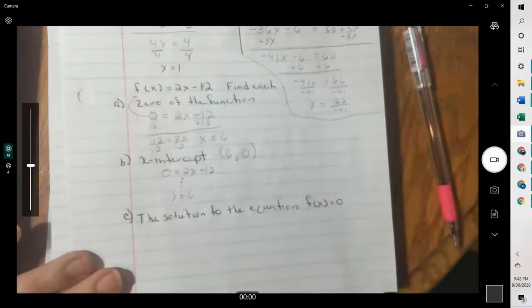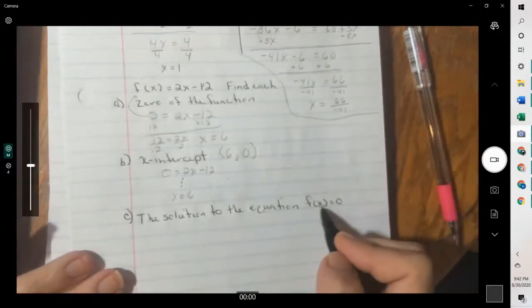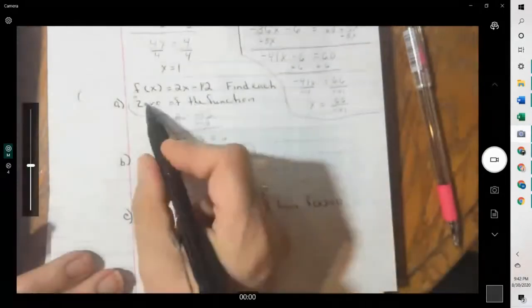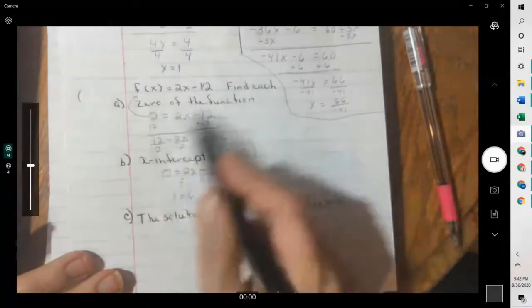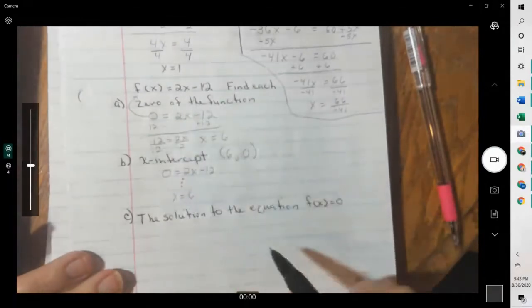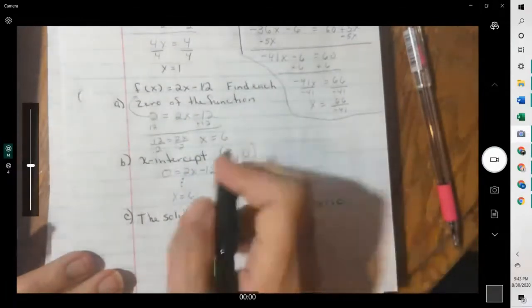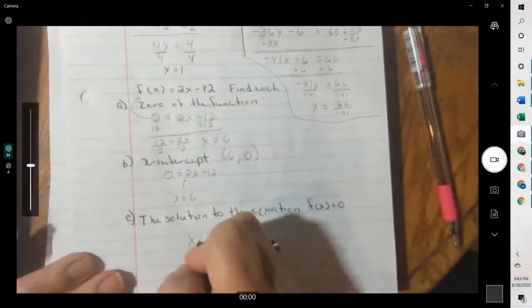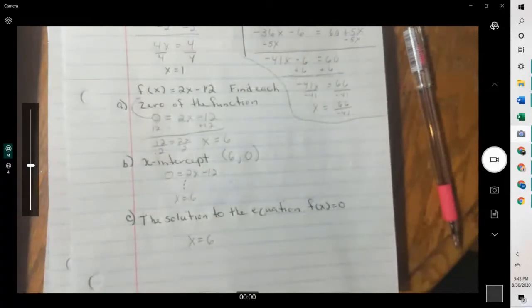And then the last one, the solution to the equation f of x equals 0 is the same as saying y equals 0, which is the same as the 0 of the function. These are all different ways of saying the exact same thing. So this is the same thing, x equals 6. It's just 3 different ways of saying the exact same thing.